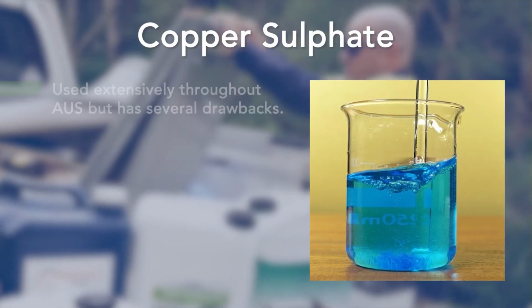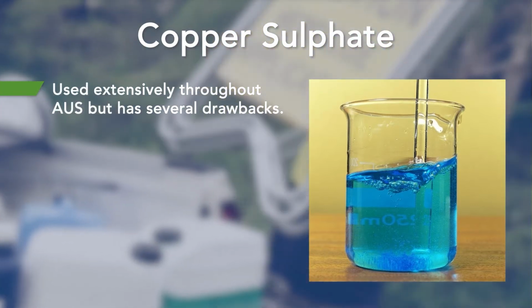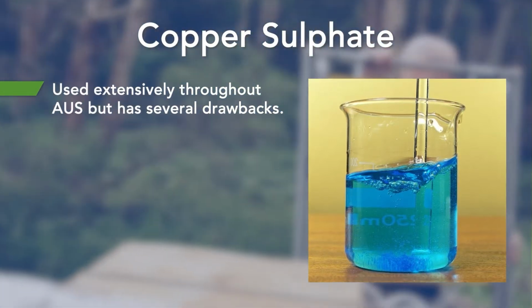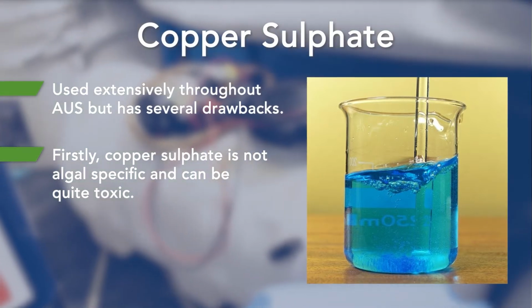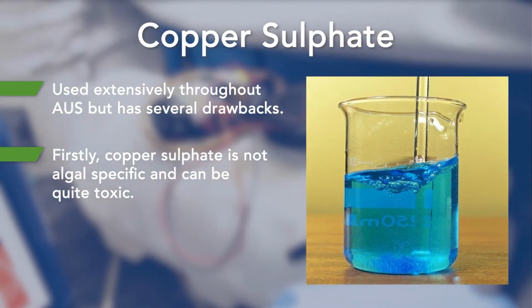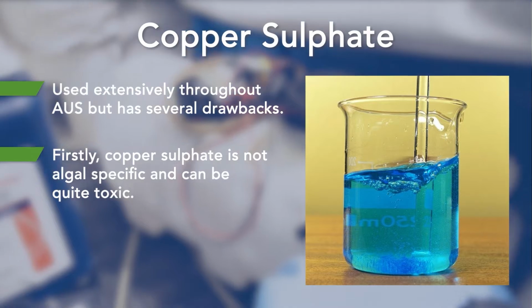Copper sulphate has been used extensively throughout Australia as an algicide but has several drawbacks associated with its use. Firstly, copper sulphate is not algal specific. In fact, it can be quite toxic to other aquatic life when used at high concentrations.